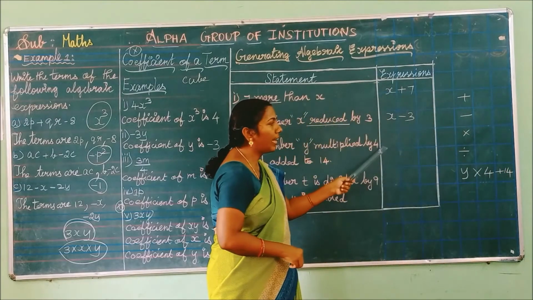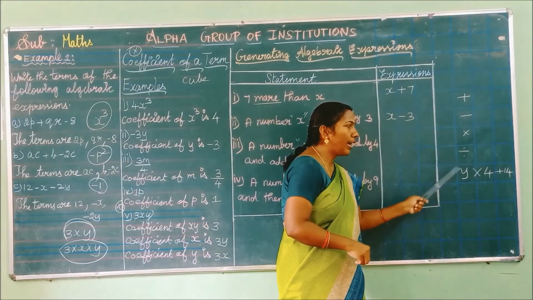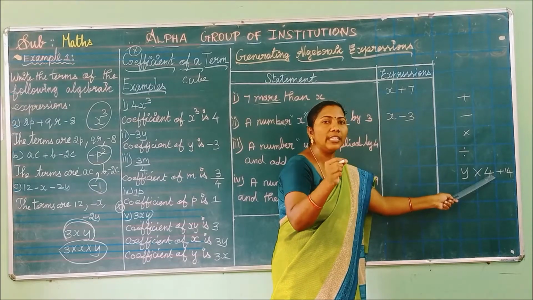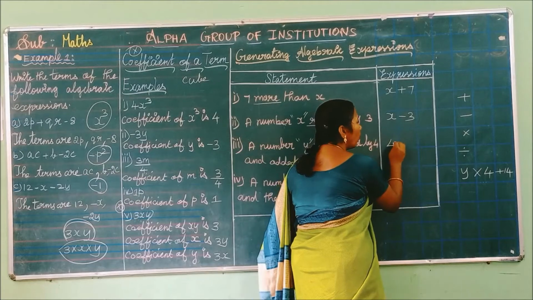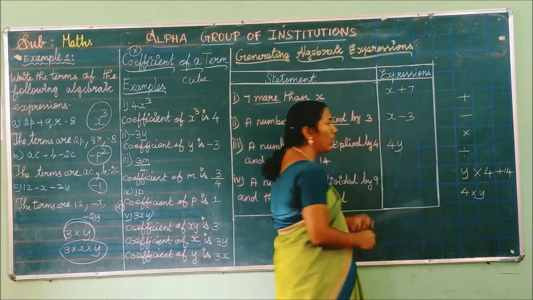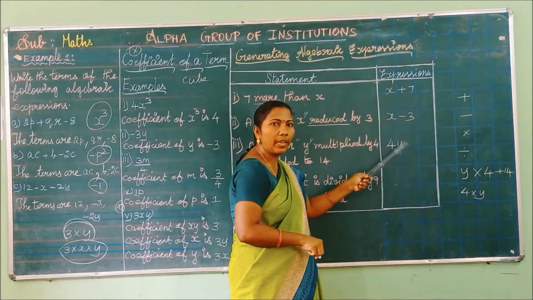Now how do you write the expression? 4y. While writing a variable with a number, you first have to write the number, the constant. So you have to write 4y. Instead of writing 4 into y, you write 4y. It is understood that 4 is multiplied by y.